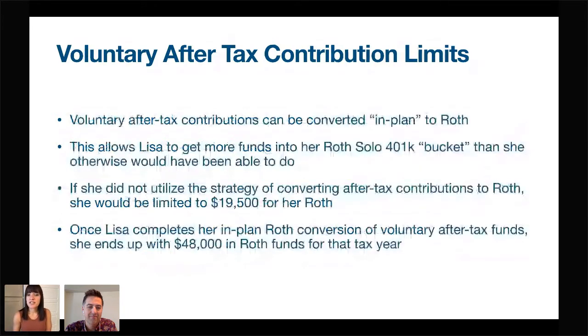Voluntary after-tax contributions can be converted in plan to Roth. That's what most people do. This allows Lisa to get more funds into her Roth 401k bucket than she would have been able to do if she did not utilize this strategy. She would be limited to that $19,500 for her Roth funds. Once Lisa completes her in-plan Roth conversion of voluntary after-tax funds, she ends up with $48,000 in Roth funds for that tax year. So pretty incredible. More than double what she could have originally done for Roth funds.